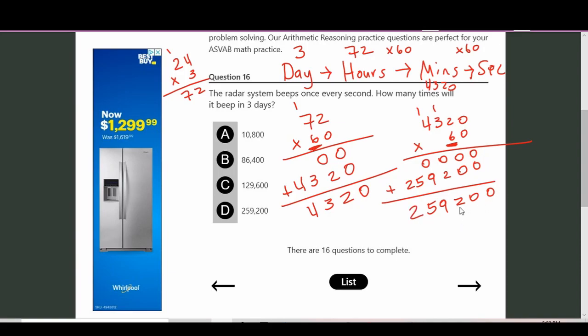Add a comma every third number, and we can see that the total number of seconds the radar system beeps, if it beeps every second in a 3-day period, would be 259,200. Again, if you make this little chart up here, and you know there are 60 minutes per hour and 60 seconds per minute, it should be fairly easy to do, as I just showed you.